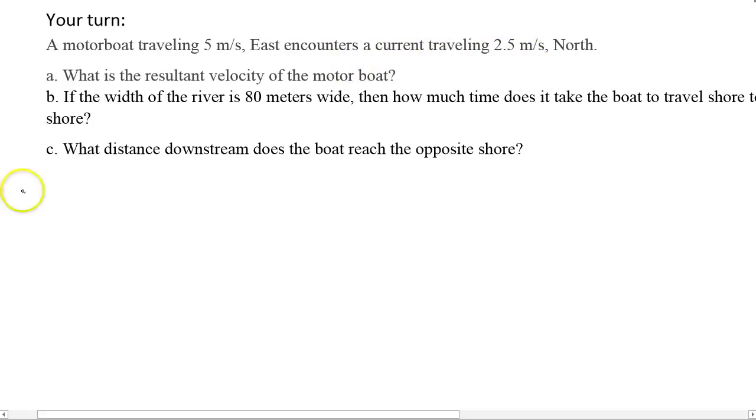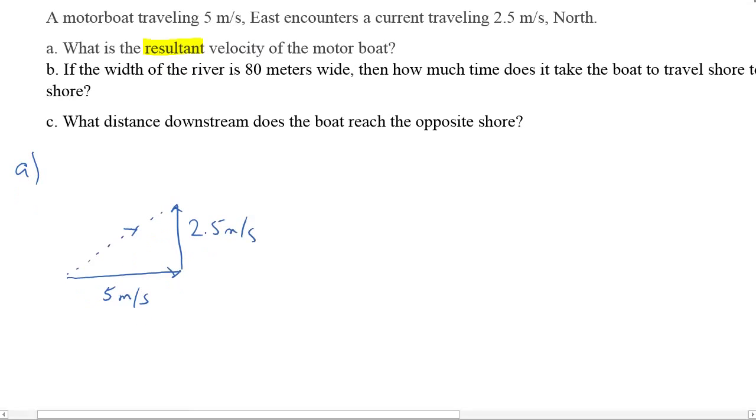So for part A, we'll do our work over here and we'll say, okay, so it's going 5 meters per second. That is 5 meters per second east, and that is the velocity of the boat with respect to the water. And now the water is moving this way at 2.5 meters per second north. And so my resultant can be looking like that. And it says, what is the resultant? Here it is. What's the resultant for those two?